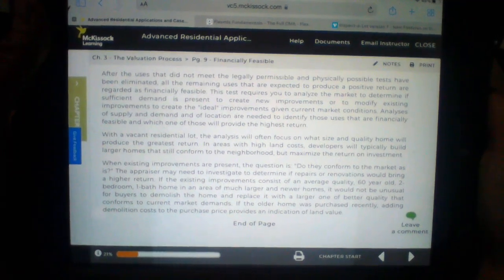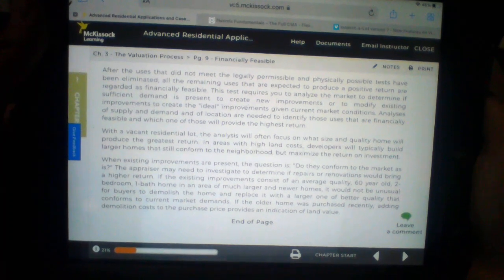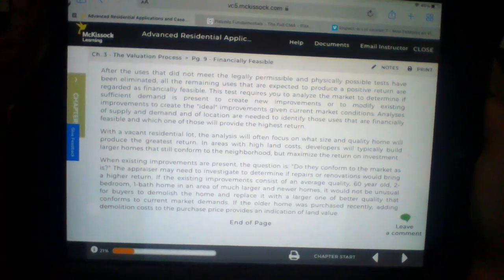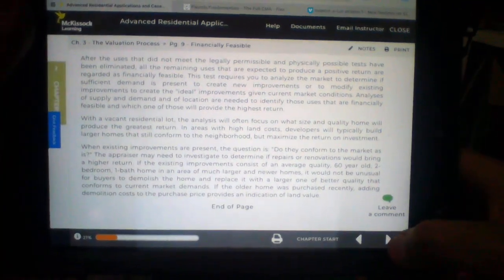If the older home was purchased recently, adding demolition costs to the purchase price provides an indication of land value. End of page.